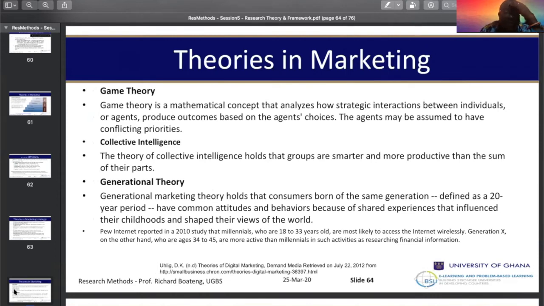Then I've got collective intelligence, and generational marketing or generational theory, which looks at different generations in society by the age or the period in which they were born. This was actually developed by the Pew Research Center, and they use it to do research on generational studies.